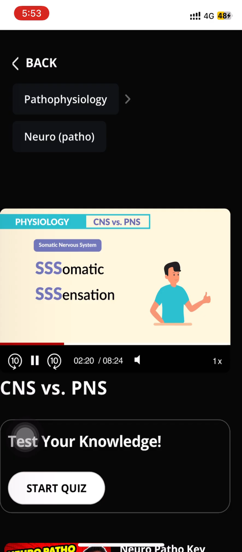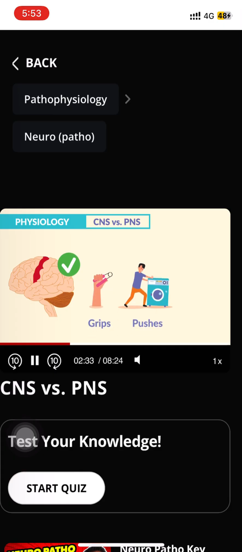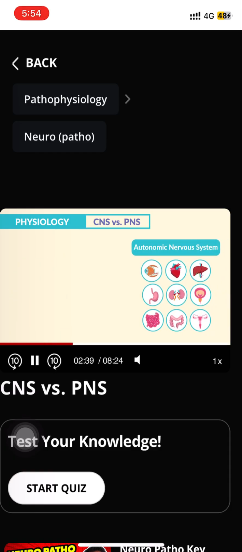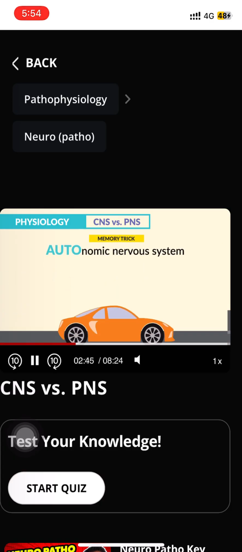Think S for sensations for somatic nervous system, like feeling something hot or even voluntary motor movements, like picking your nose. So when we perform neurochecks, we assess the motor function with grips, pushes, and pulls, and also for sensation with somatic nervous system. And for the autonomic nervous system, this one is the one to know for pharmacology exams. So guys, focus on this.